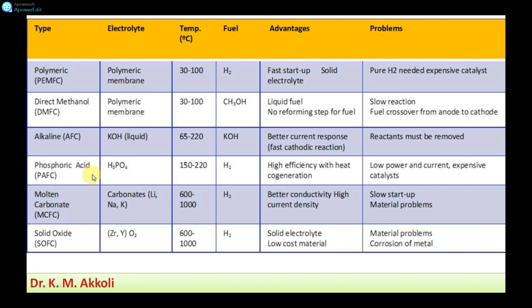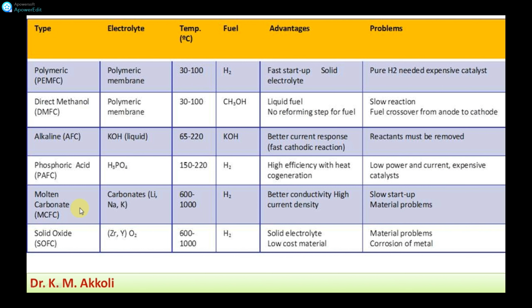Next is the phosphoric acid fuel cell. The electrolyte is H3PO4, phosphoric acid, the temperature range is 150 to 220 degrees Celsius, and hydrogen fuel is used. It has high efficiency with heat cogeneration, producing high efficiency electricity and also heat. The problems are low power and current, and expensive catalysts. Even though efficiency is higher, the power output is lower, and the catalyst is expensive.